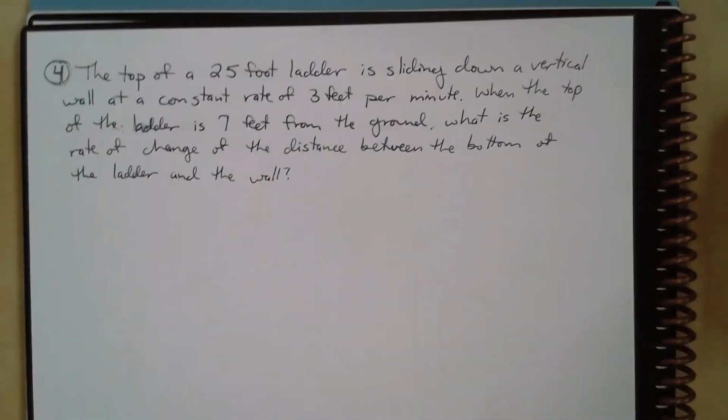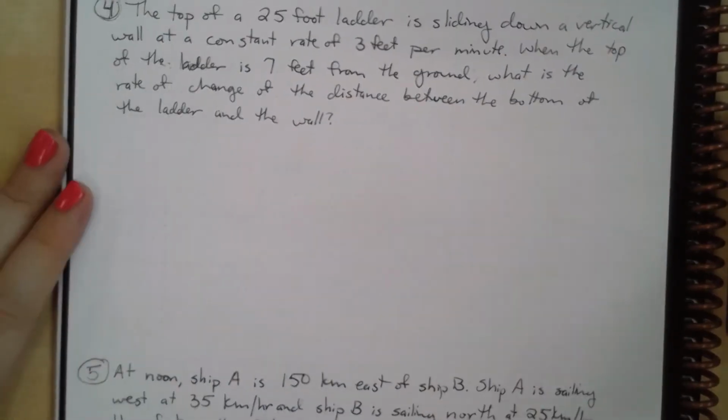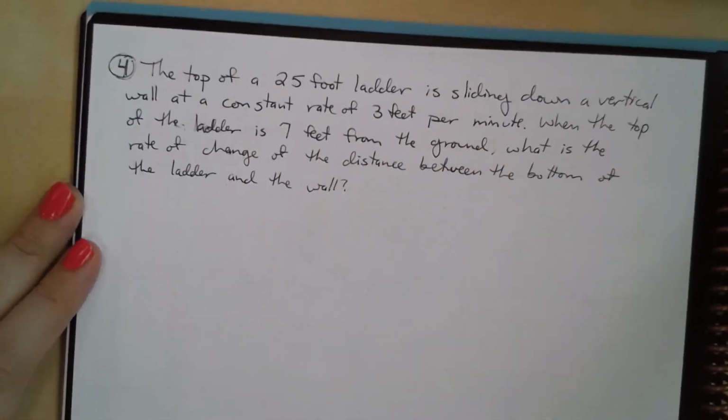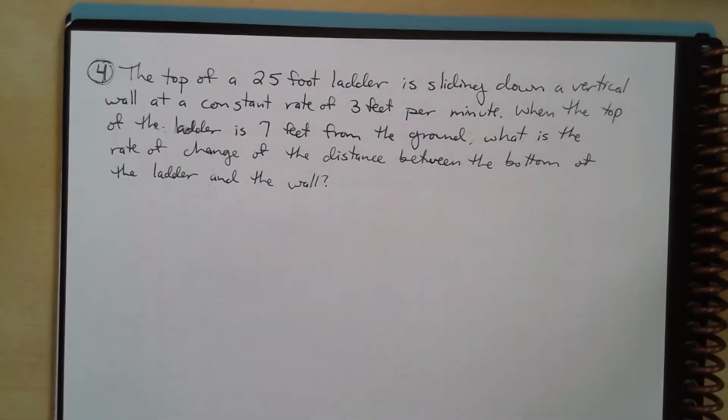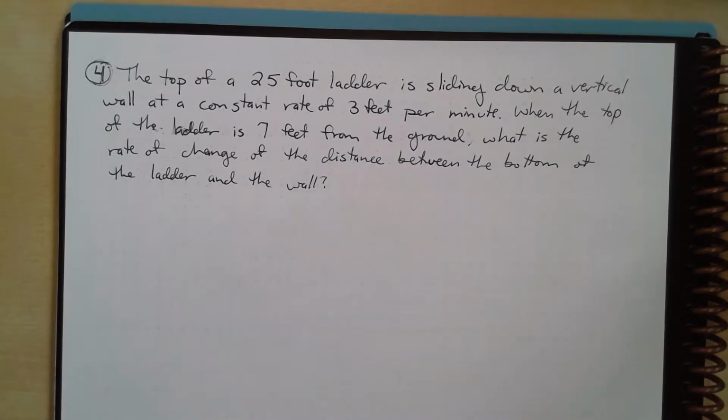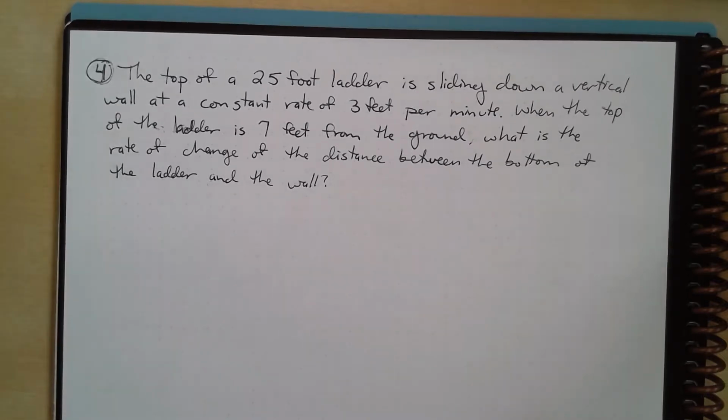I think 4 more to go through. So, kind of a long video, but hopefully you can stick through it, or just watch it sped up, I don't care. The top of a 25-foot ladder is sliding down a vertical wall at a constant rate of 3 feet per minute. When the top of the ladder is 7 feet from the ground, what is the rate of change of the distance between the bottom of the ladder and the wall?